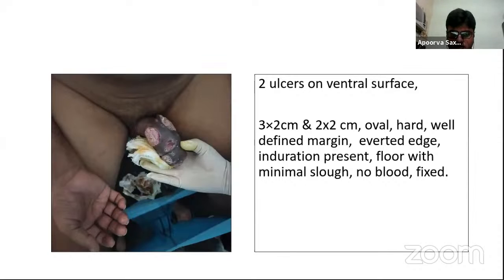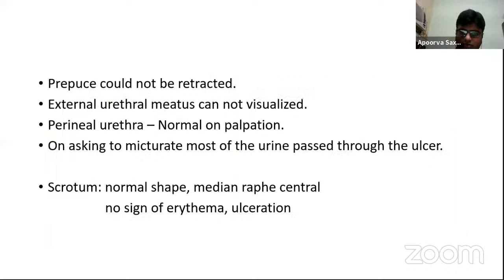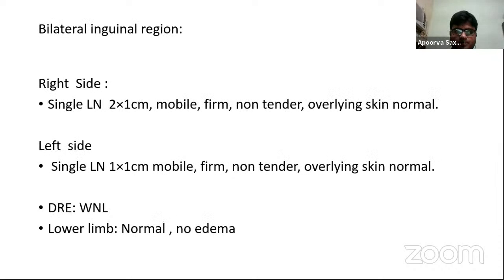The prepuce cannot be retracted, and external urethral meatus was not visualized. Perineal urethra was normal on palpation. On asking to micturate, most of the urine passed through the ulcer, and scrotum was normal in shape. Median raphe was central. There was no sign of erythema, ulceration.